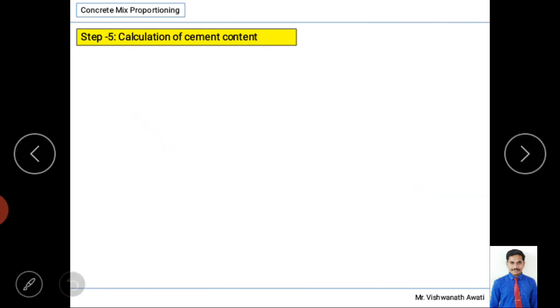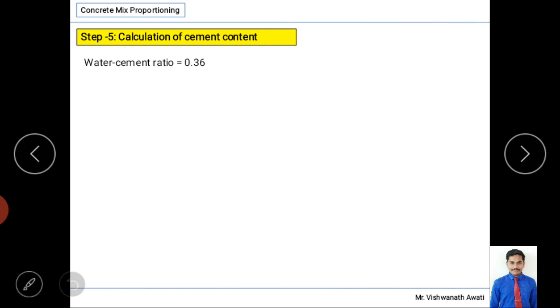Yes, the next and last step in this video, and the remaining steps will be in the next videos. So, calculation of cement content. Here, the water cement ratio is how much? 0.36. So how did we get it? From the calculation we got 0.36.